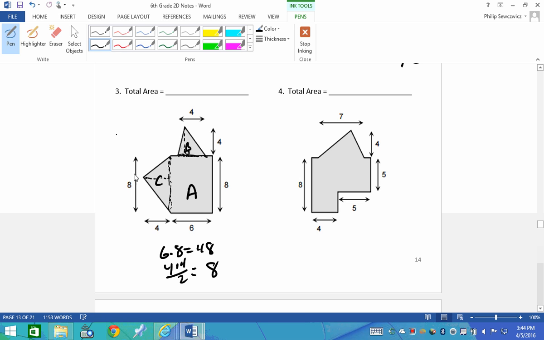So the base here is going to match up with the 8, times the height here, which is 4, but wait, we need half of it. So 8 times 4 is 32. Half of 32 is 16.